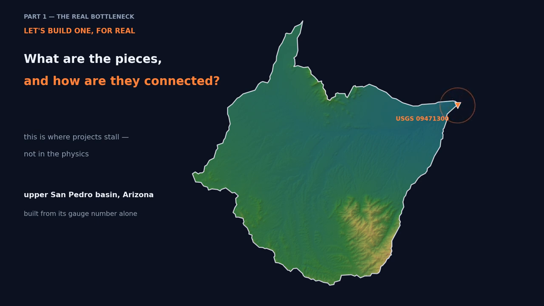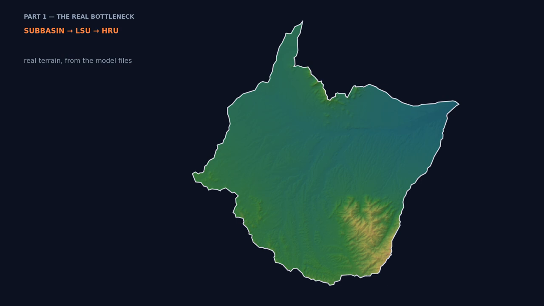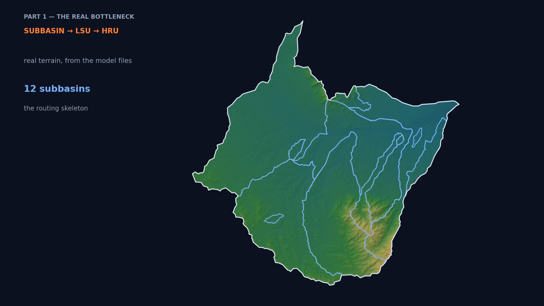For real, on screen, the upper San Pedro basin in Arizona from its gauge number alone. This is the basin's real terrain from its model files. A watershed model can't solve this as one lump. It has to be divided until conditions inside each piece are roughly uniform.